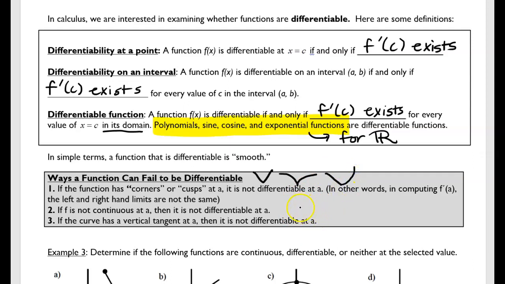So some kind of sharp turn there, then it will not be differentiable. If it's not continuous at x equals a, then it is not differentiable at a. And so that could be a hole, it could be a jump, it could be a vertical asymptote. Automatically, if you're not continuous, you cannot be differentiable. The last one, number 3, is if a curve has a vertical tangent at a. So that's like the one we saw with the cube root. So if it has a vertical tangent, it is not differentiable.